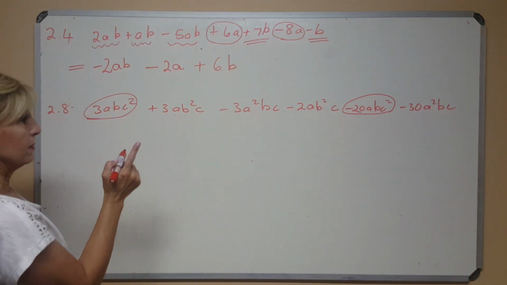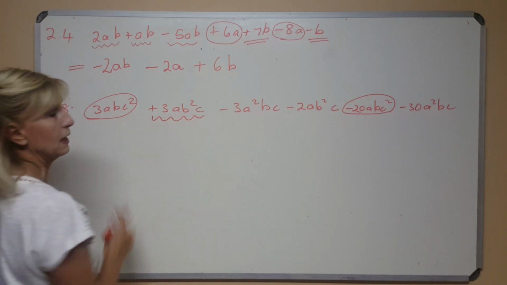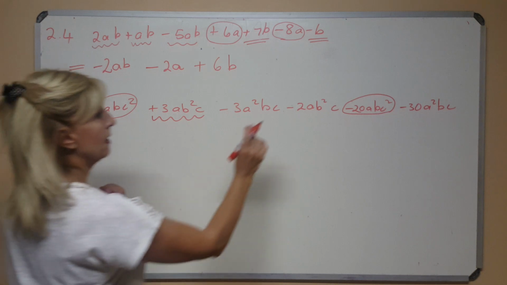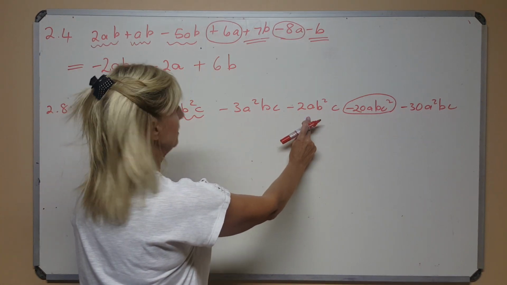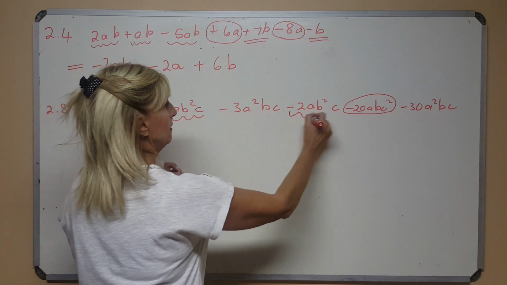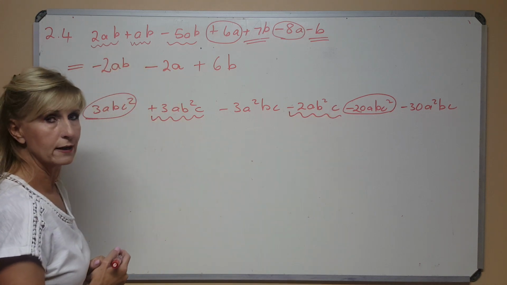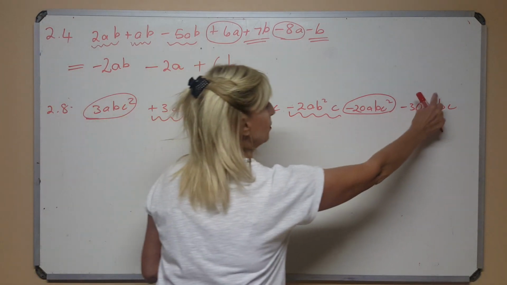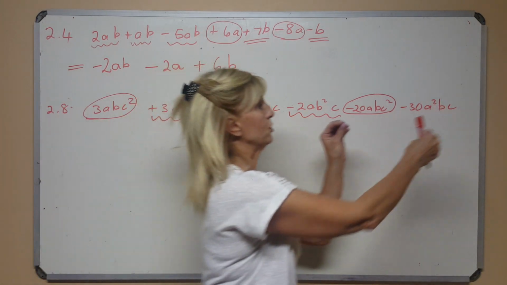Then the ones with the B square maybe first, the squiggly one. So it's plus 3AB square C. AB square C. Do you see it's the same? AB square C, AB square C. Squiggly ones are like. The last two is the A square BC. A square BC. And it might even have been shuffled around.